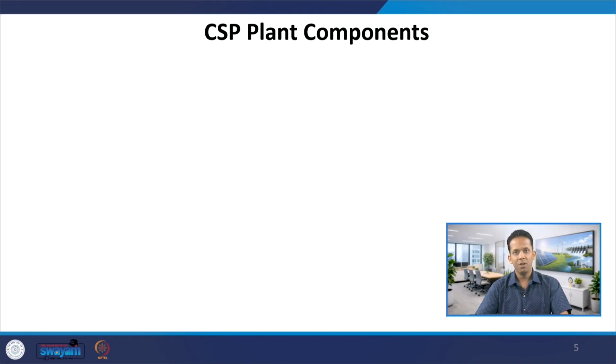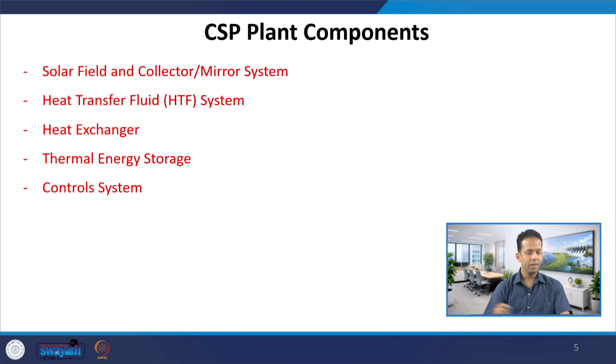And the major components, if you look from the solar thermal side, are the solar field and collector mirror system, basically the collectors and the absorber and receivers. Then the heat transfer fluid system, so it involves the heat transfer fluid as well as the piping and storage equipment which are used to either hold or transfer this fluid. It will need the pumps. Then the heat exchanger, mainly the steam generator or the boiler, where heat transfer would take place from a heat transfer fluid to the working fluid.